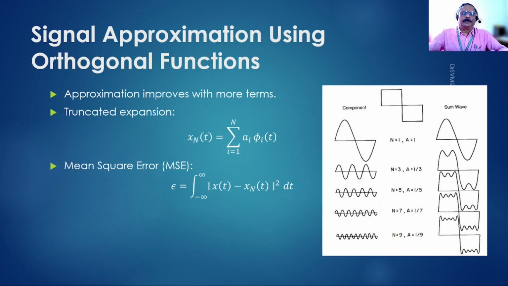Everything is always positive, and if epsilon happens to be 0, there is only one chance: at every value of t, x of t should be exactly equal to xn of t. That means at every point the two values are exactly the same, so the result is 0 square, 0 square, 0 square, everything integrated, everywhere 0. So finally we get a 0.